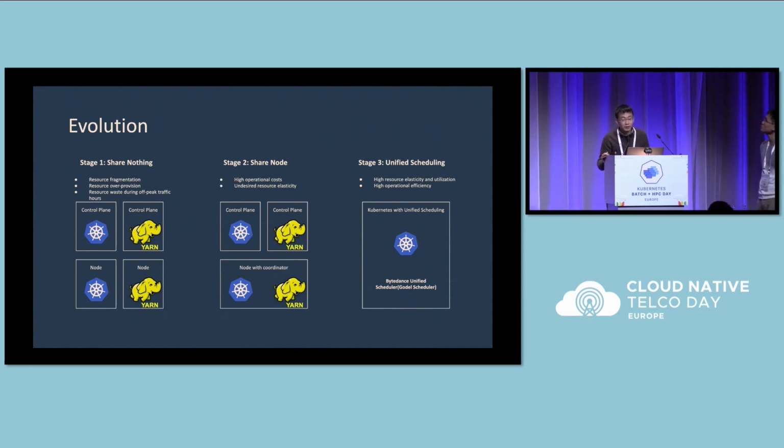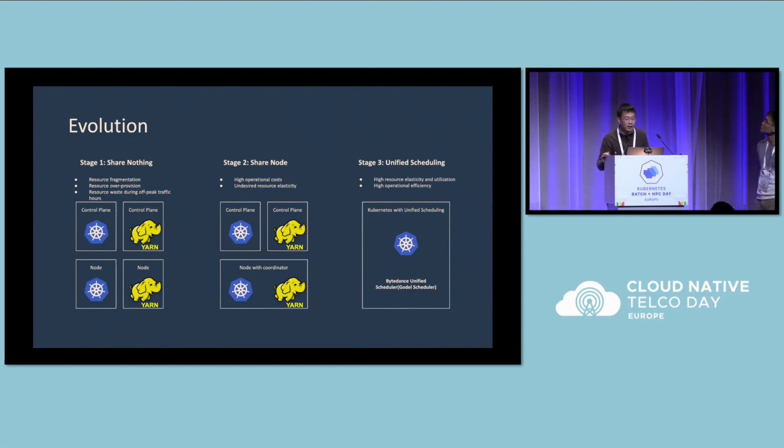During the day, the online workload consumes a lot of CPU, so the coordinator allocates more CPU to Kubernetes, but during the night, the coordinator reclaims most of the CPU and tells the node manager, I have a lot of resources here, please distribute more workload here. At this stage, we increased our CPU utilization a lot, but it still has some problems.